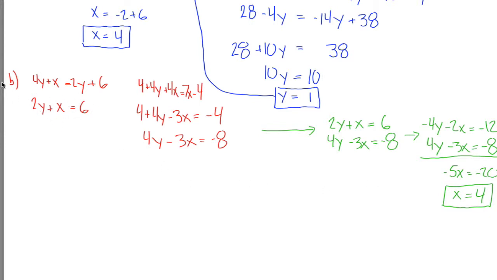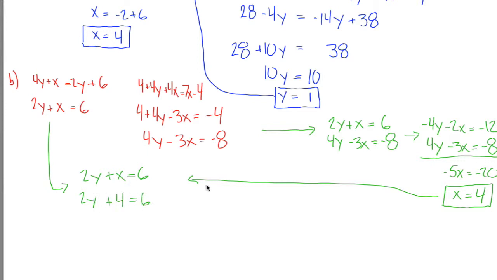This looks relatively simple. I'll take this equation, 2y plus x equals 6, and I'll take this value, x equals 4, and say that 2y plus 4 is equal to 6, because x is equal to 4. This equation only has one variable, y, so I can solve for it. Subtract 4 from both sides, and you get 2y equals 2. Divide both sides by 2, you get y equals 1. So for my answer, I got y equals 1, x equals 4, which is the same thing I got up in part A.